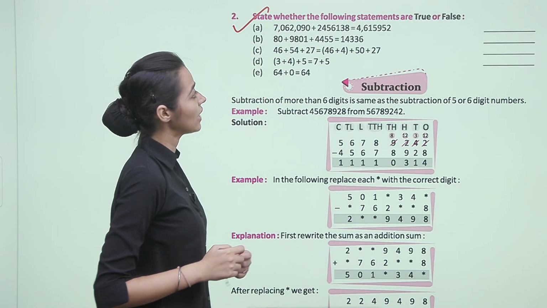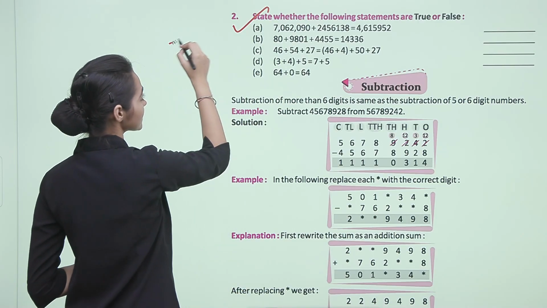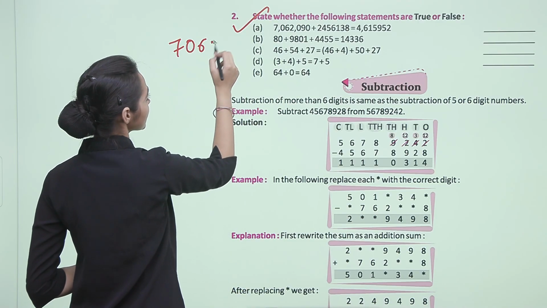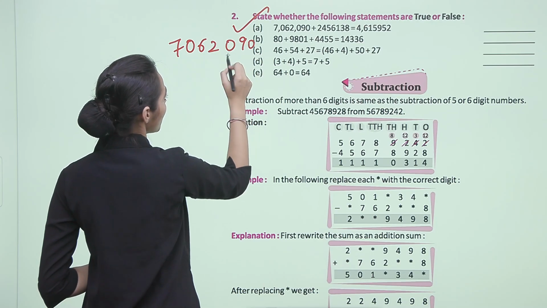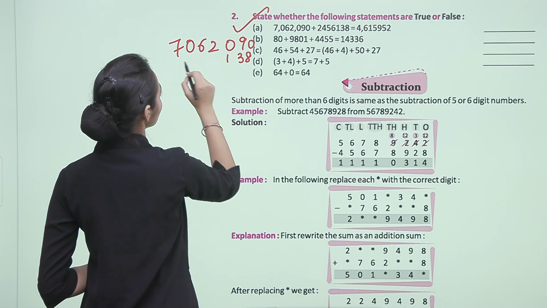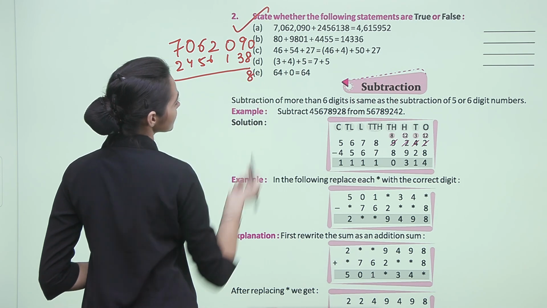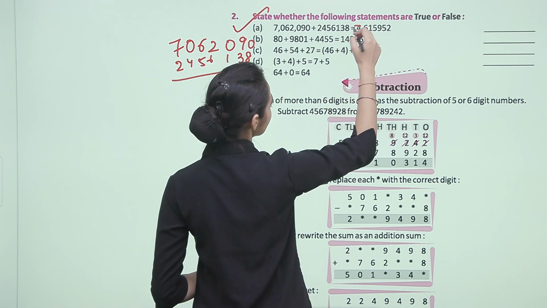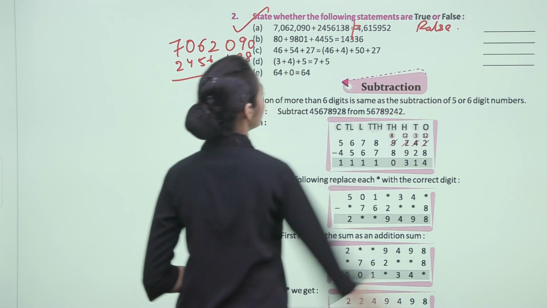Now in the next one, we have to check whether the given statements are correct or not. That means we have to add these digits. So it becomes 7 0 6 2 0 9 0 1 3 8 2 4 5 6. So this is 8. So that means these statements are not true, they are false.